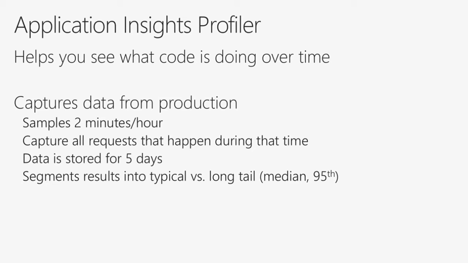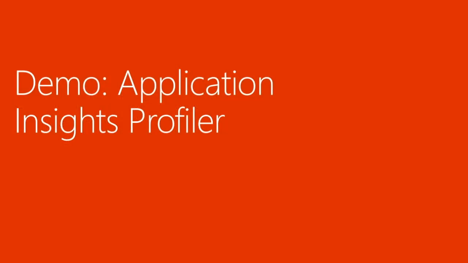And then we take all that data and we segment the results into percentile buckets so that you can see what a typical request looks like and what my long tail or 95th percentile request looks like. That allows you to get to those 2 classes of issues that I was mentioning earlier. So with that, I'm going to show you what this looks like. I just need 1 second here to get my app open.